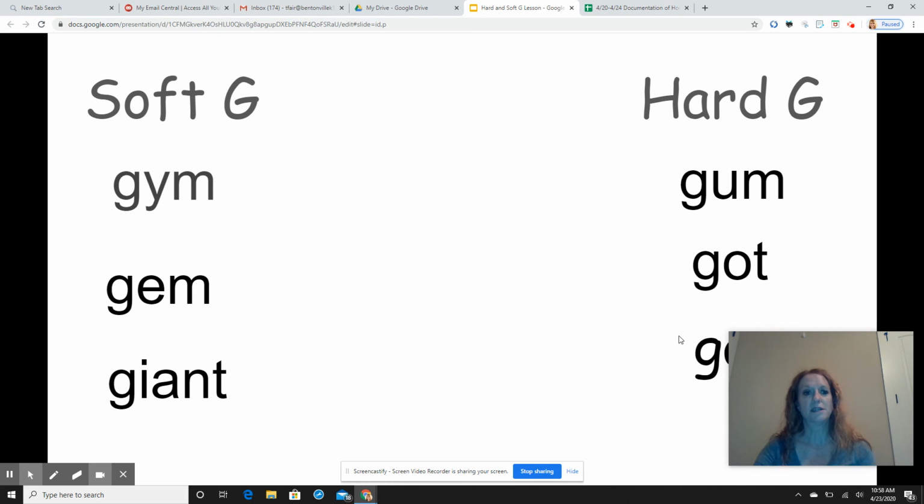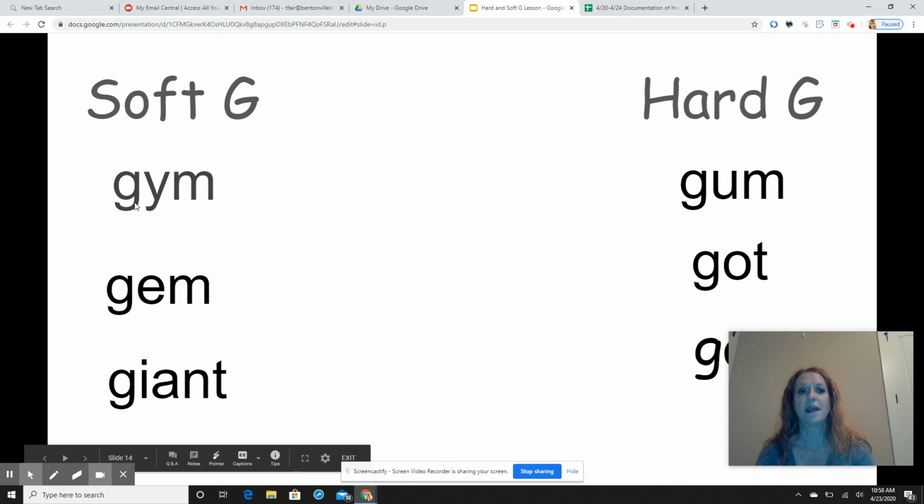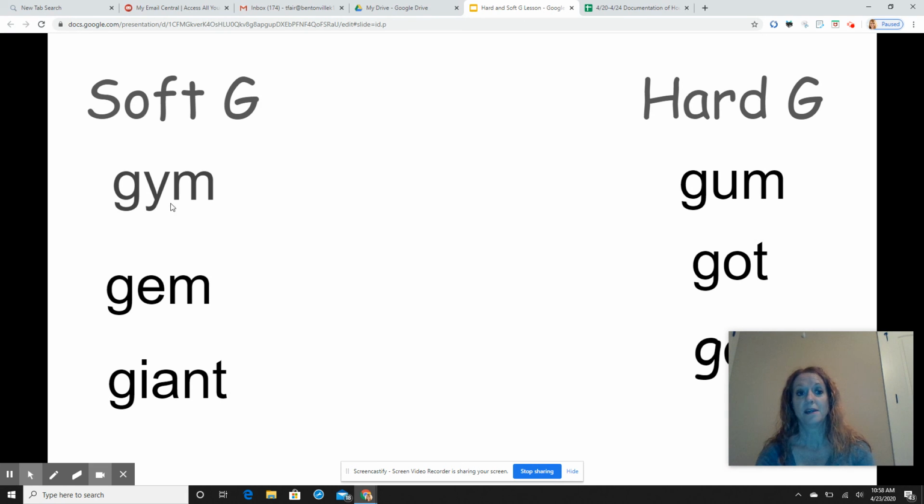So let's look at these words. If you notice over here, the Y after the G and the E after the G and the I after the G, when those three letters come after a G, it's going to make this G say J. And over here you see a U, an O, and an A. And if you see those three letters after the G, it's going to have the hard sound, which is G.